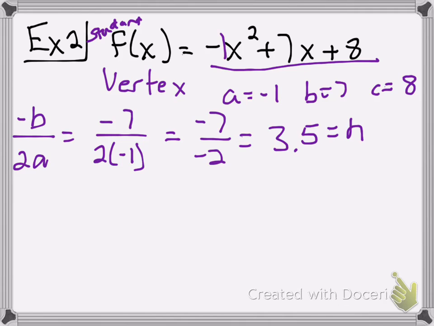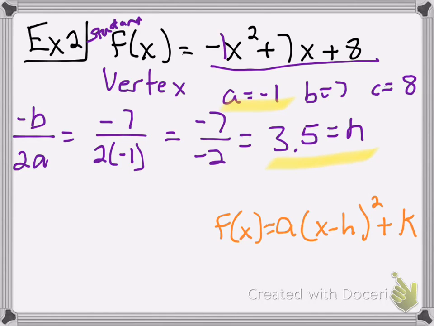Now think about the three things that we need. We need A. We need H. We're writing it in vertex form. I hope you guys remember vertex form. That is a parentheses x minus h squared plus k. That's how we're going to rewrite that function.